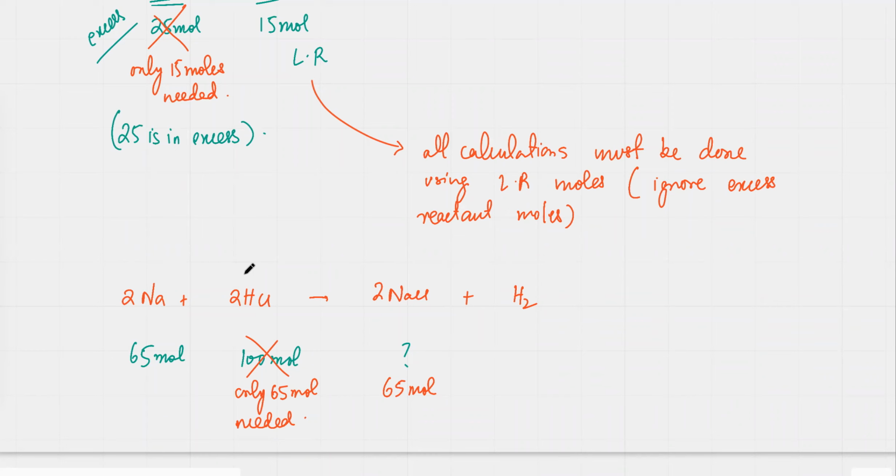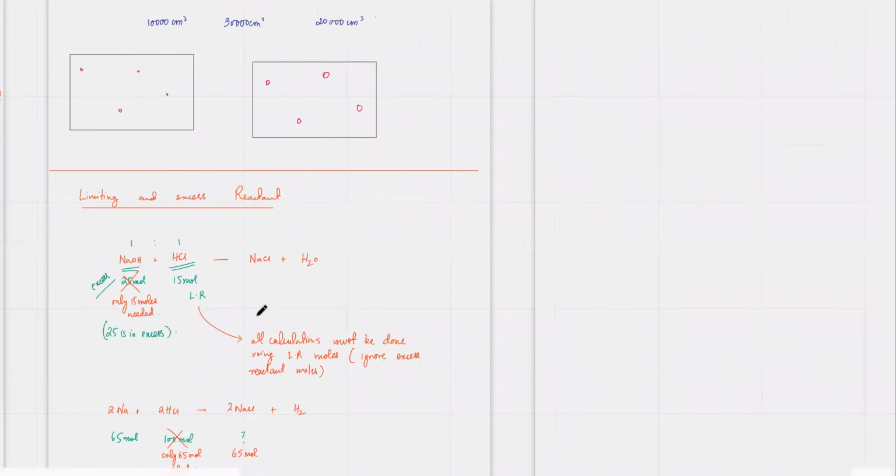So this was very easy to figure out which one is in excess because the ratio was the same, 1:1. So you obviously knew that 65 would only react with 65. You don't need 100 moles. That's an excess. So over here, things were very, very simple. So what happens now if you have a different ratio? For example, let's have a different ratio.